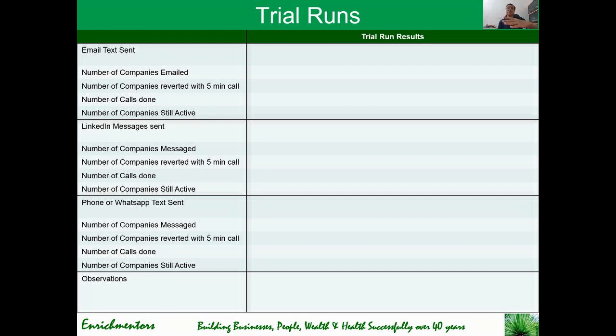You write the numbers down, and then you say, how many companies did you email? How many companies responded to you with a 5-minute call? How many calls were done? And how many companies are still active in your list? Similarly for LinkedIn messages, similarly for phone and WhatsApp. And this outcome will tell you which method, which row is working well, which module is working. And that will tell you your working model.